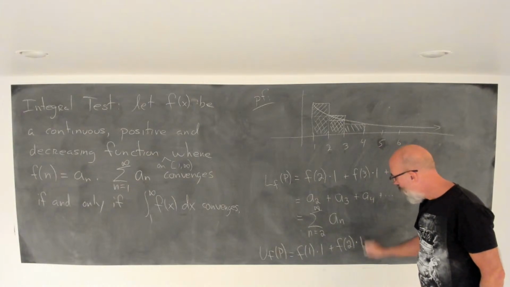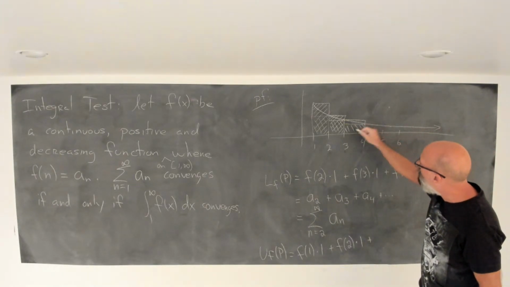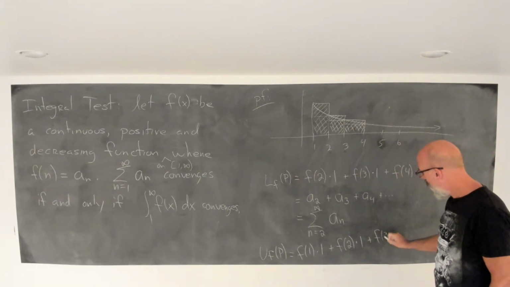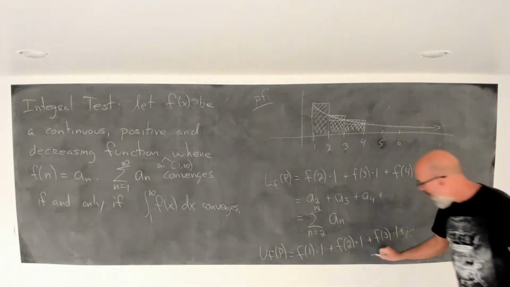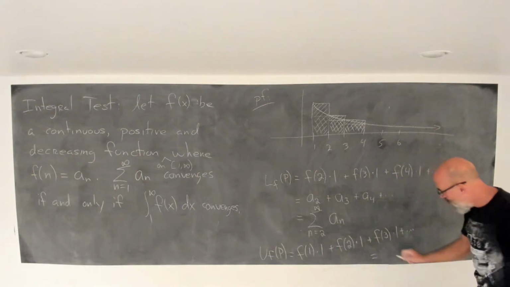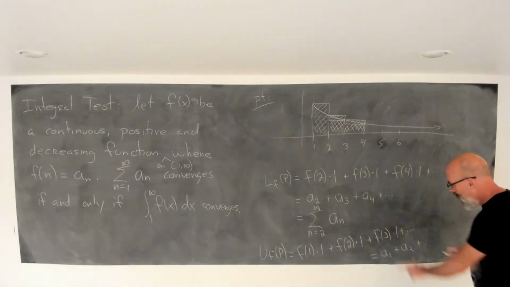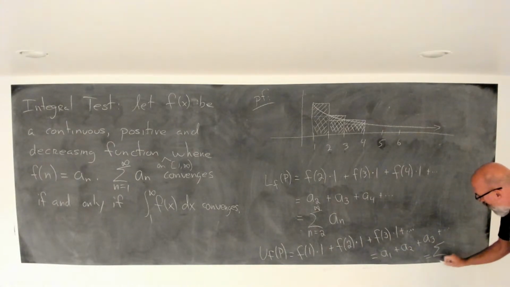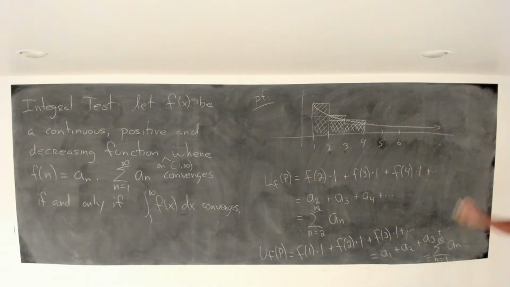So height f of 2, width still 1, and so on, right? On the interval 3 to 4, the maximum occurs at 3, and it is f of 3. And so on. But again, f of 1 is a1 times 1, so that's just a1. And this is a2, and that is a3. In other words, this is the sum from 1 to infinity of an.